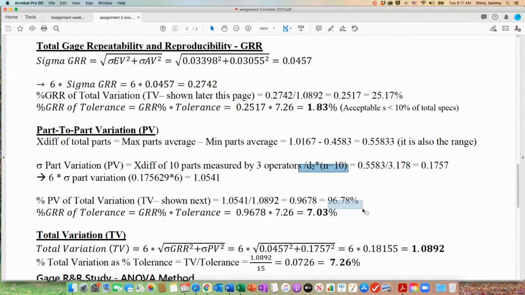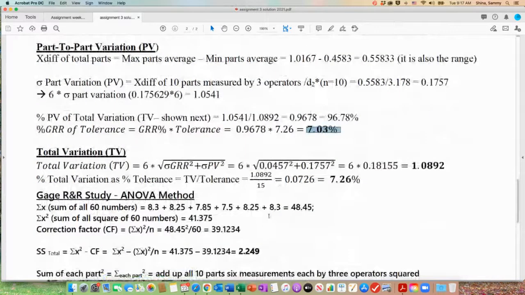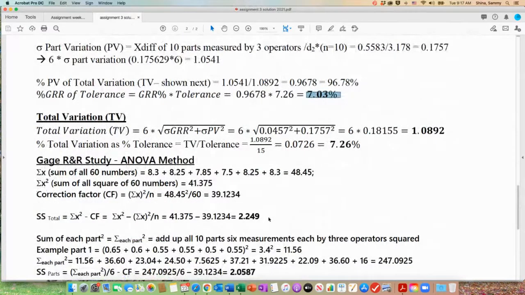And again, it's a percentage of total variation. So most of the total variation is due to the parts. And you divide that by percentage of the tolerance, and that gives us the percent of the GR&R, percent of the tolerance. So the total variation, again, is the GR&R and the part variation, and we get that number, and we're good to go. So essentially what we got is the total variation as percentage of the tolerance. So the total variation is 108. The tolerance is 15, which is the span. So that's 726. And then that works out everywhere.